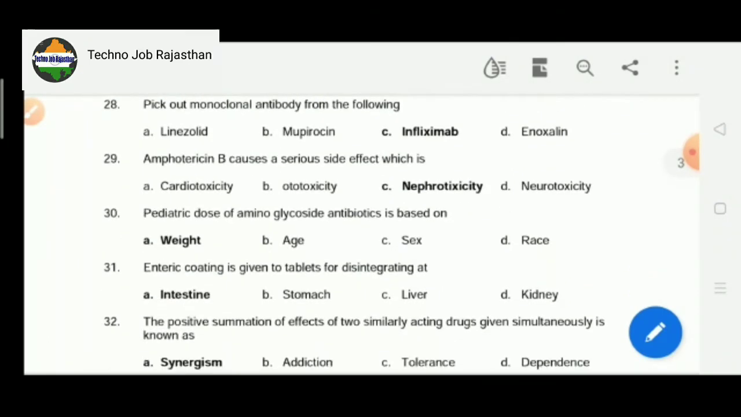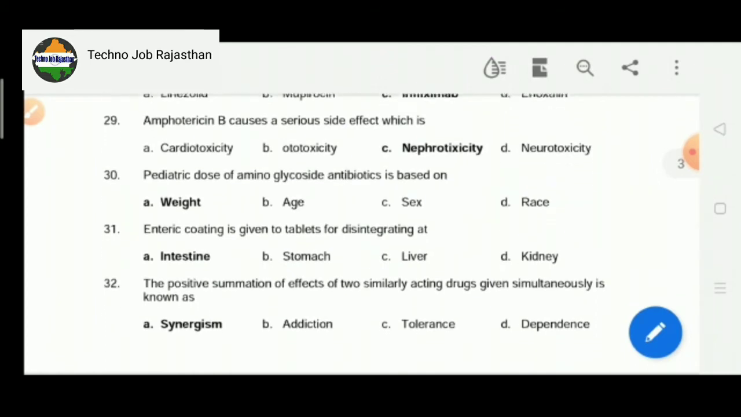Question number 30. Pediatric dose of aminoglycoside antibiotics is based on: option A is weight, option B is age, option C is sex, and option D is race. So the correct answer is option A, that is weight.